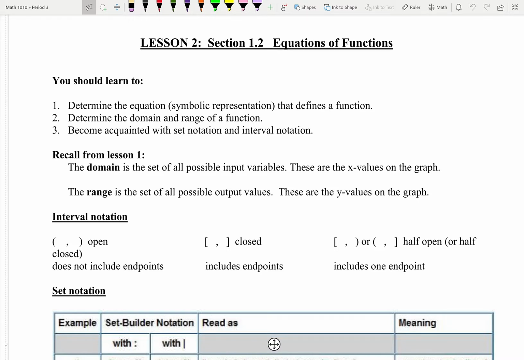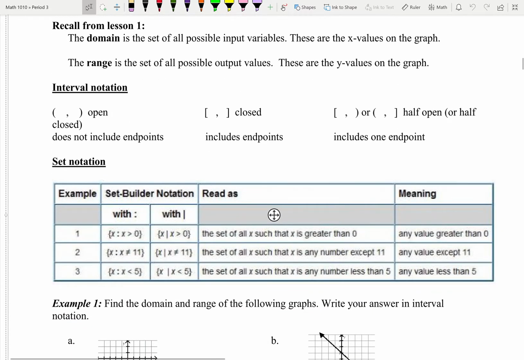All right, guys, this is lesson 2. Let's go. Okay. Domain and range. Okay, so we talked about this last time.